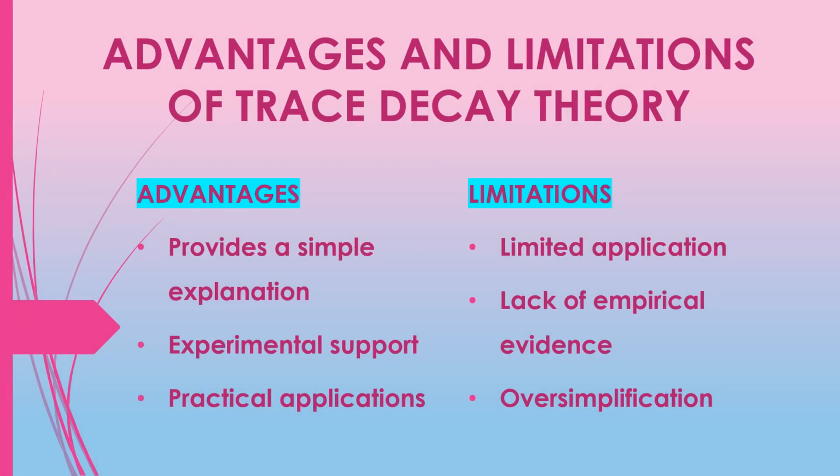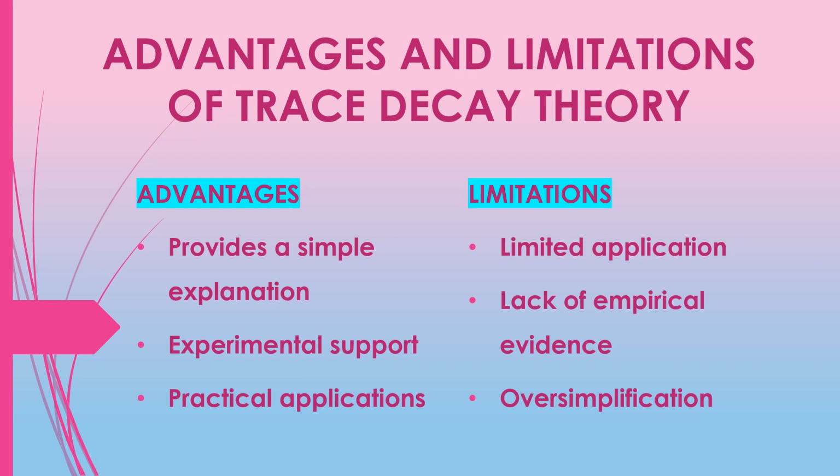Advantages and limitations of trace decay theory. First, advantages. It provides a simple explanation. The theory proposes that forgetting occurs due to the weakening of neural connections over time, which is a simple and intuitive explanation for why memories fade away.